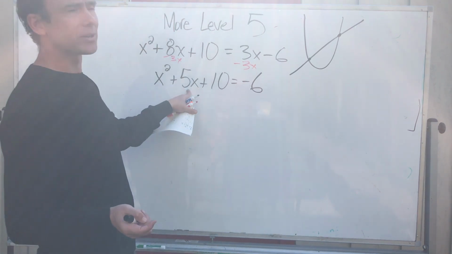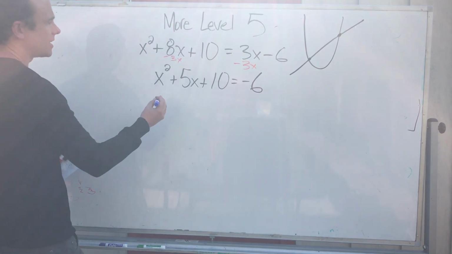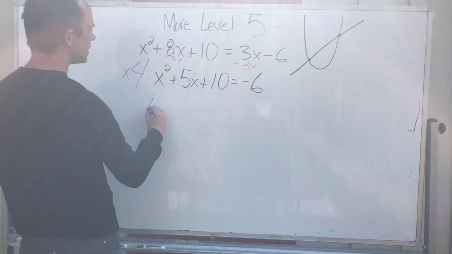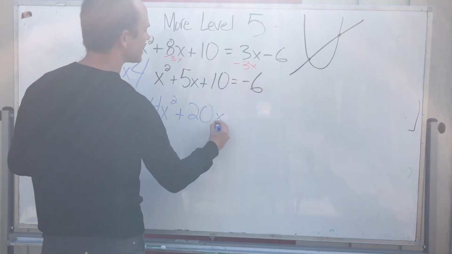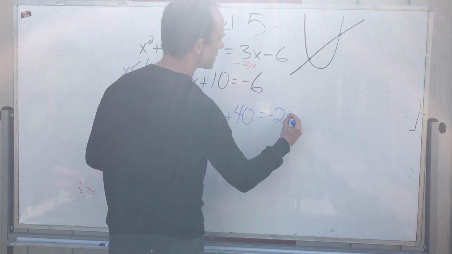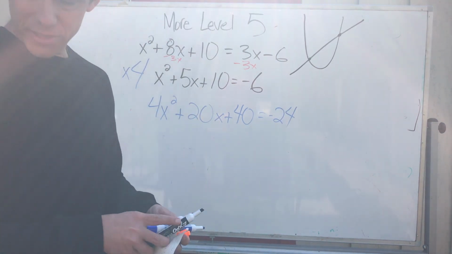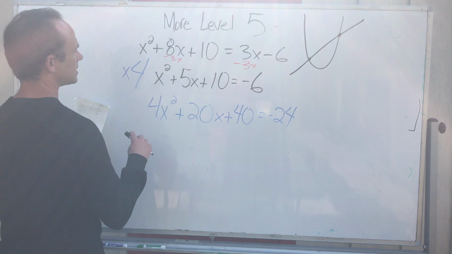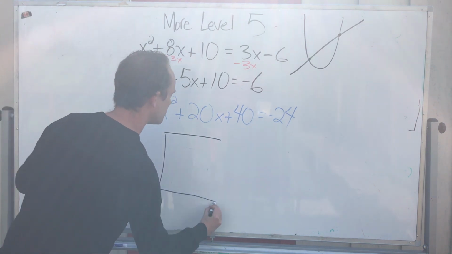Quadrus method. I don't like that. I don't want that to be odd. So let's multiply everything by 4. And let's get 4x squared plus 20x plus 40 equals negative 24. All right, I'm feeling okay about that. Let's make sure I don't make any mistakes. Let's continue. All right, so let's build this square.